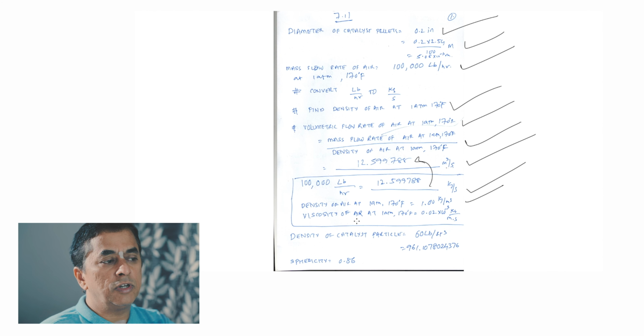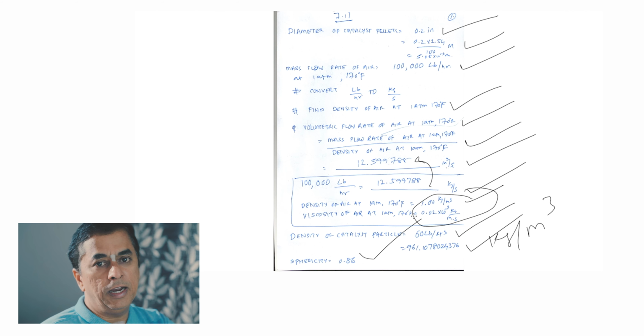So in this formula, if you substitute, we get the same numerical here. Okay. Then viscosity of air is equal to this value, that is 0.02 centipoise, and if you convert it, it becomes divided by 1000 kg per meter second. And then the density of the catalyst particles is equal to 60 pound per feet cube. Sorry, I did not mention, this will be kg per meter cube, and the sphericity will be 0.86.